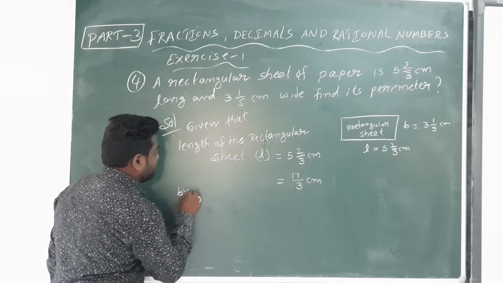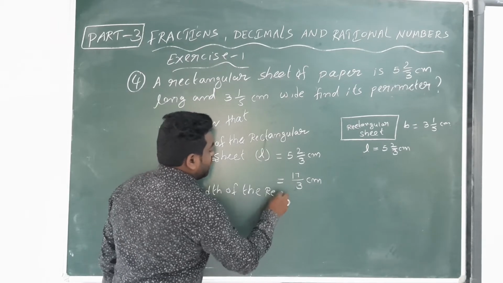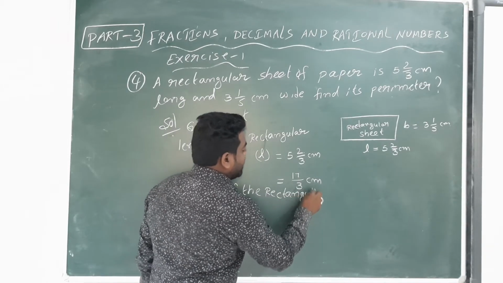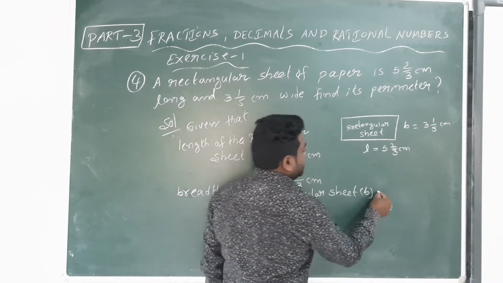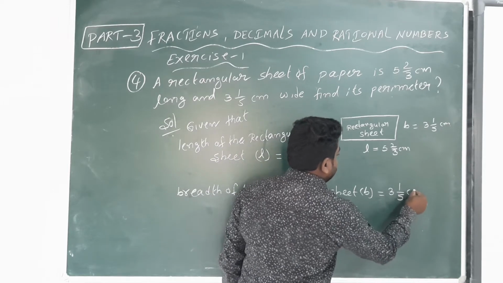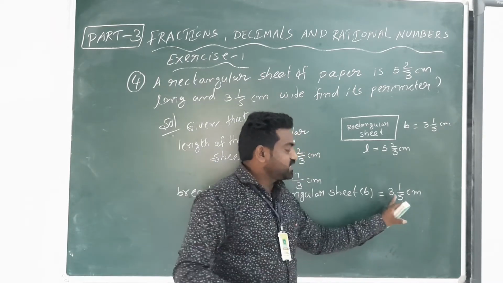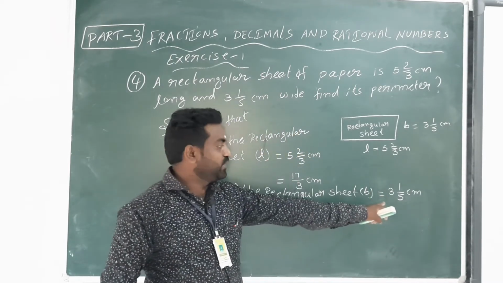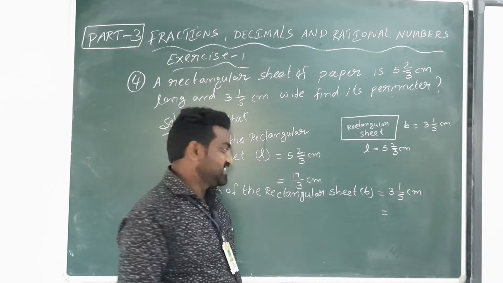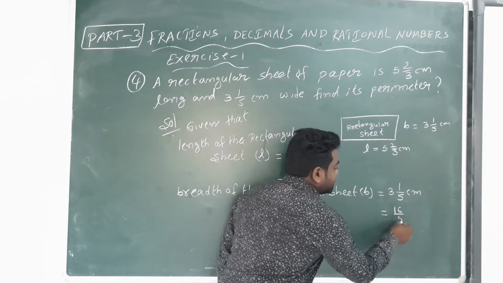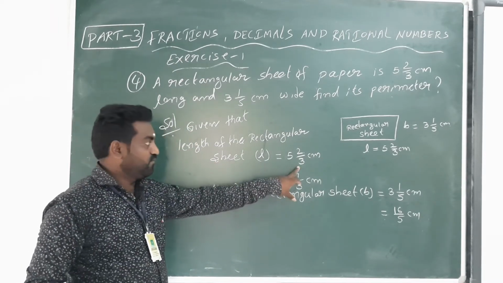Next, breadth of the rectangular sheet. Breadth B is equal to 3 1 by 5 centimeters. This is a mixed fraction. A mixed fraction is converted into an improper fraction. 3 into 5 is 15, 15 plus 1 is 16. So 16 by 5 centimeters.